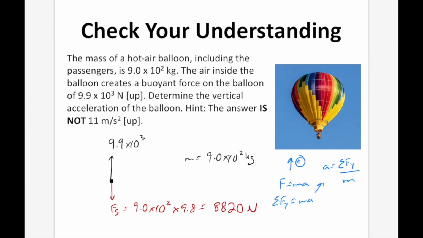So let's find out the sum of the forces in the y direction over here. The sum of the forces in the y are going to equal the force up minus the force down. The force up we know is going to be 9,900, and we know the force down is going to be 8,820.